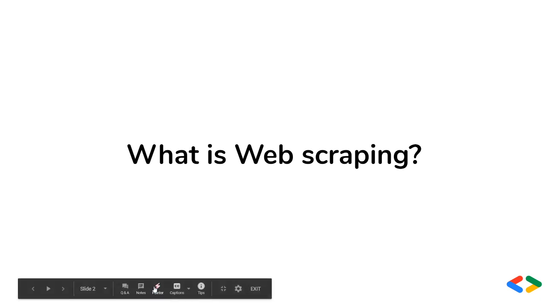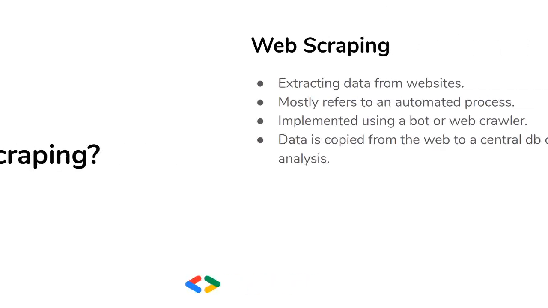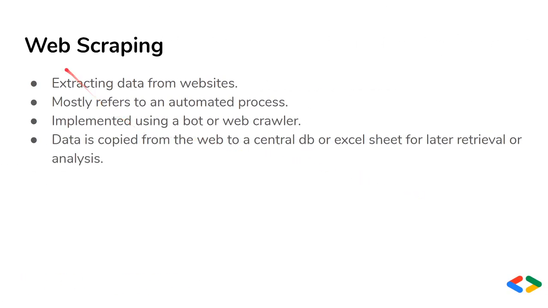So the first question that comes to our mind is, what exactly is the term web scraping? What does it mean? When you dive deep into the word web scraping, you will realize that web scraping is exactly what the term means. Web means website and scraping means getting information. So web scraping simply means extracting data from websites. And we are going to automate this process here.